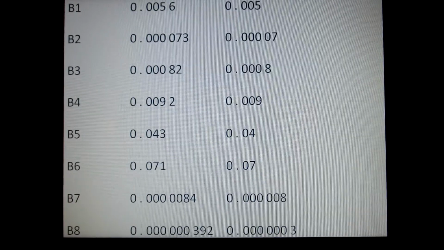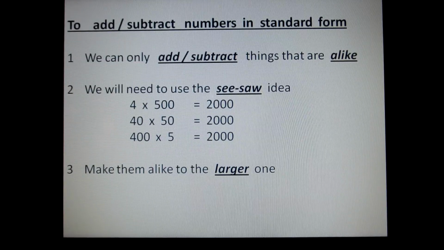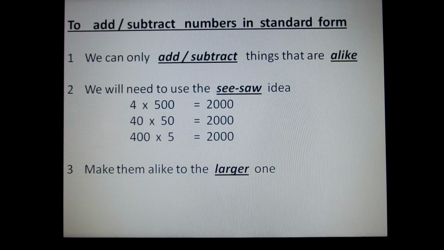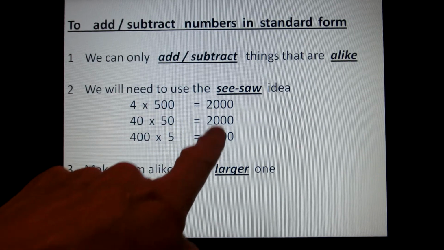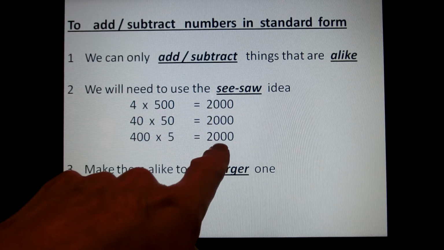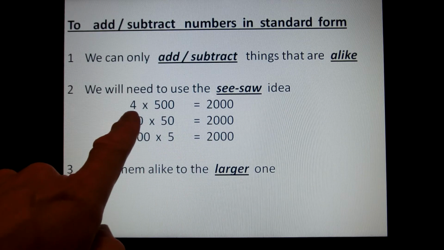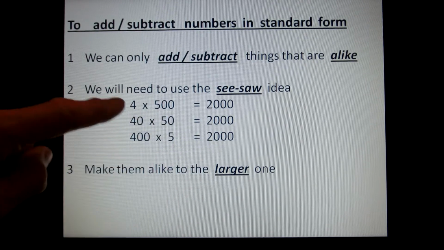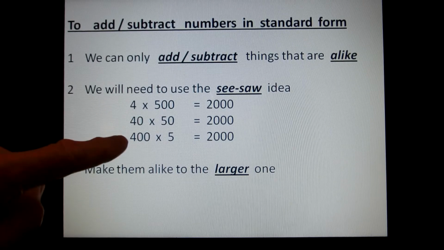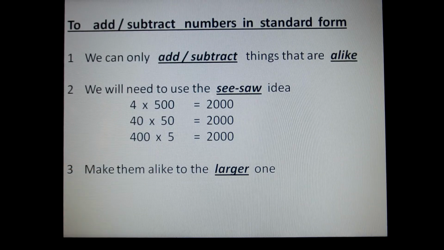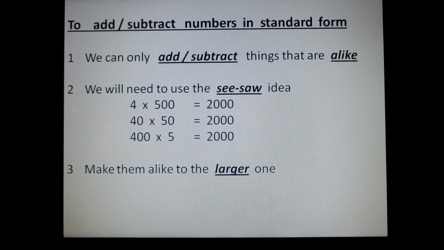Right. There are some numbers which you could write in standard form. If you want to add or subtract numbers in standard form, you can only add or subtract things in maths that are alike. And we may need to use the idea that if you want to hold the value of something constant and you've got two factors of it, if one of these numbers gets larger, the other one has to get smaller to compensate. We'll use that idea in a minute.